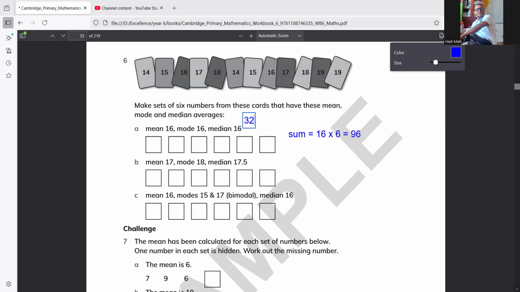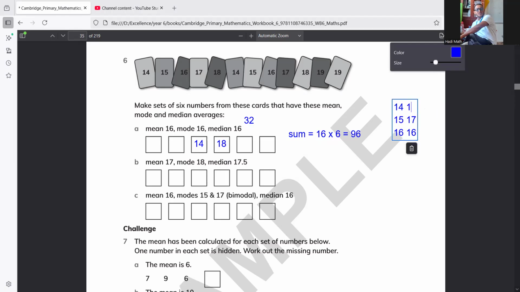Numbers adding to 32: you have 14 and 18, 15 and 17, and 16 and 16. Let's make sense of it. If those 2 numbers are 14 and 18, that cannot be correct. Why? Because there is no number less than 14 that you can write over here. That is why this one has no chance.